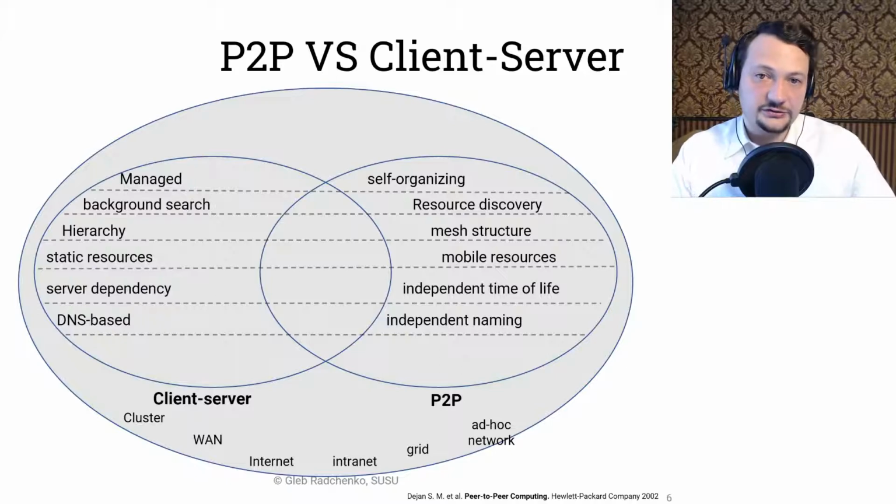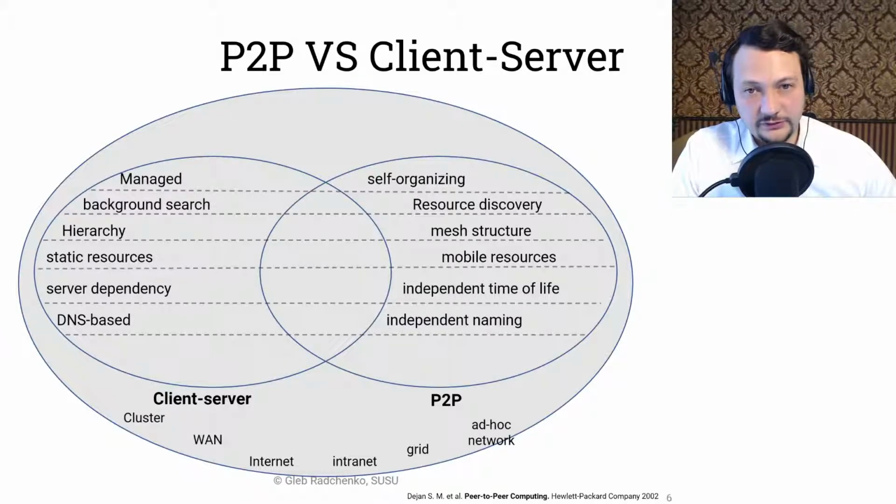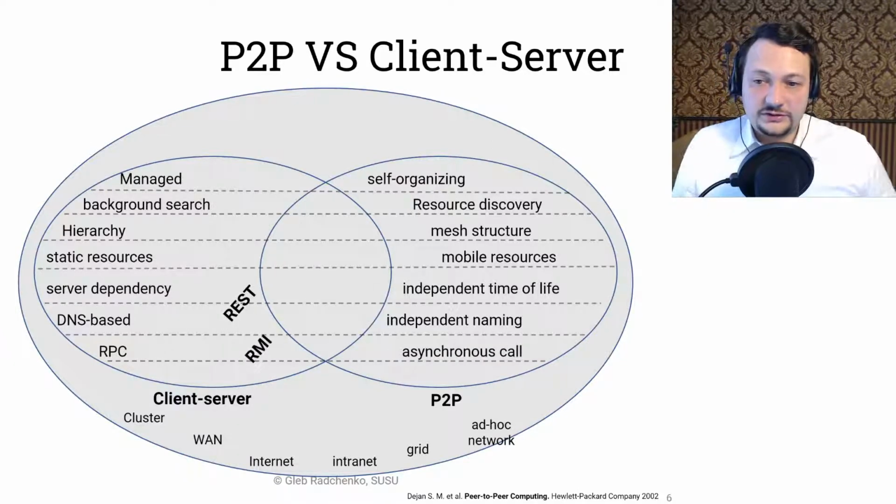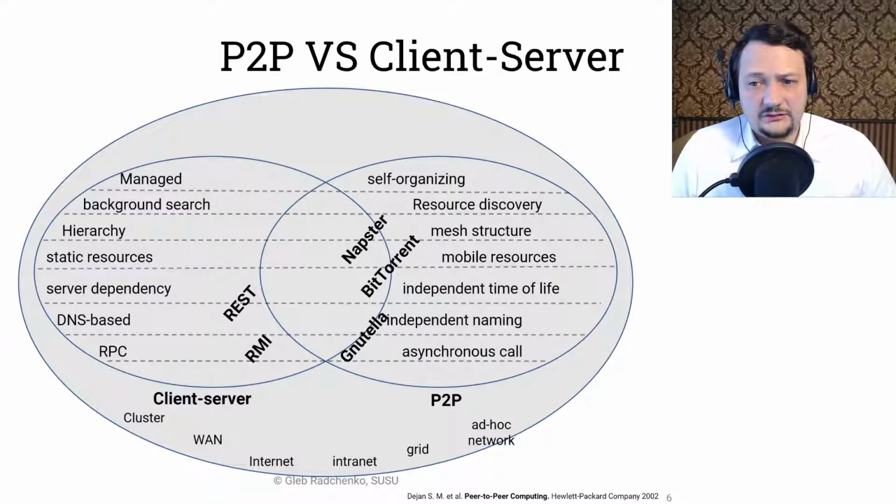Also, as I said on the previous slide, client-server technologies rely on DNS for naming of their clients and servers. And peer-to-peer systems use different independent naming methods. And when we talk about client-server technologies, we mostly use synchronous communications. Of course, we can use message queues to organize asynchronous communications, but in peer-to-peer networks, asynchronous calls are the way to organize a connection because synchronous connections are very hard to establish.